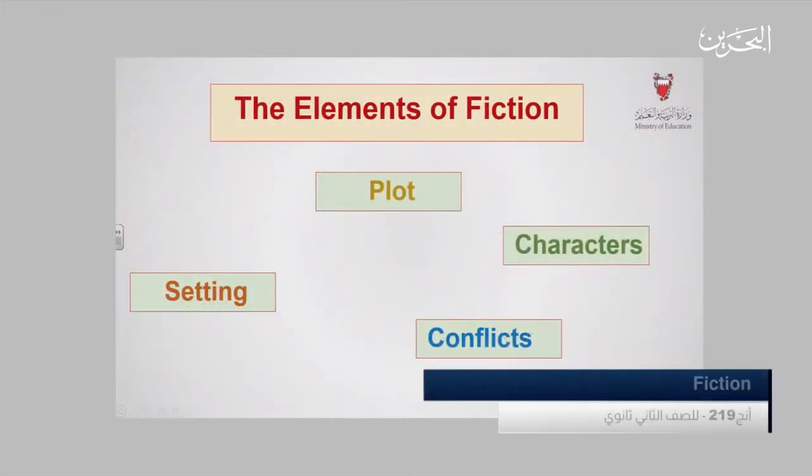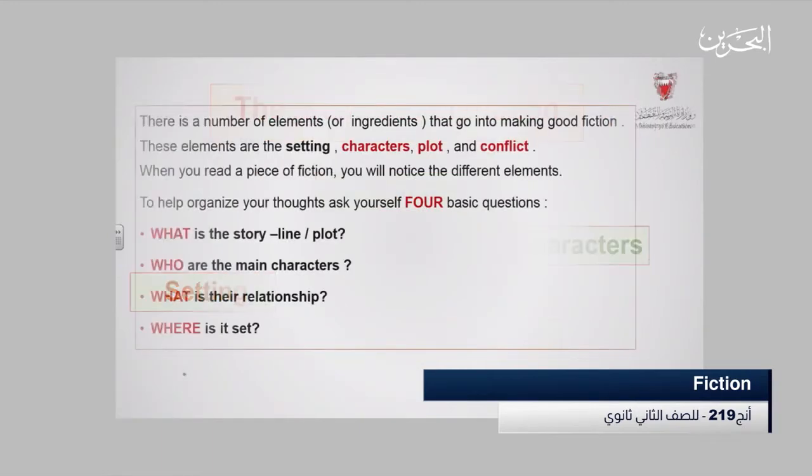The elements of a fiction. There are four main elements of a fiction, which are the plot, the characters, conflicts, and setting. And these elements are not only for fiction, they're also used for any other genres of writing. Now, any author or writer who's trying to tackle and write a story that's accurate has to tackle these four elements through answering another four questions.